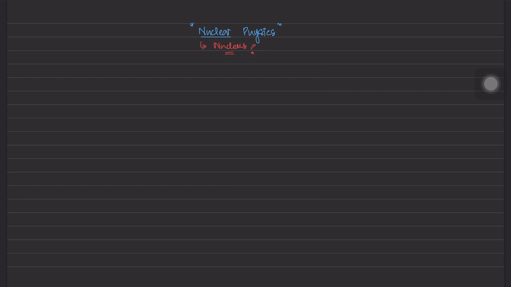So what is the nucleus? Where do we find it? I'm sure you know what an atom is. Atoms are the smallest particles that we have out there. They're very small, we can't really see them. But within those atoms we find three things.